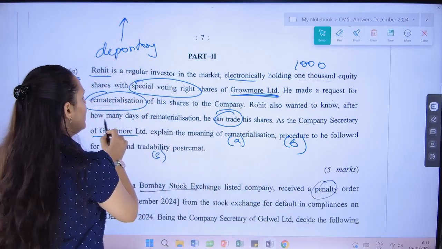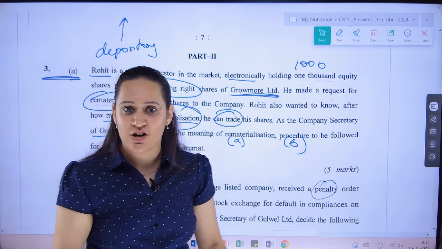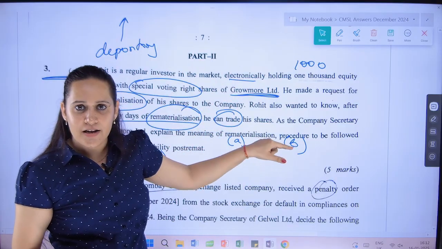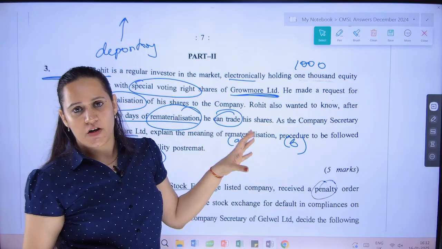So he wants to know after how many days of rematerialization he can trade. No, he cannot trade. He cannot trade at all. He again has to apply for dematerialization and then execute the trading activities. So this is the answer for this particular question.